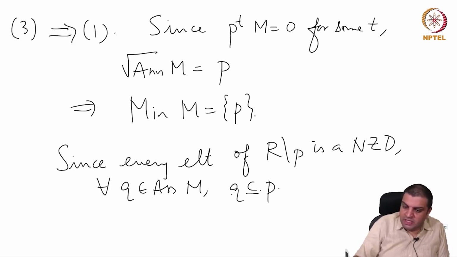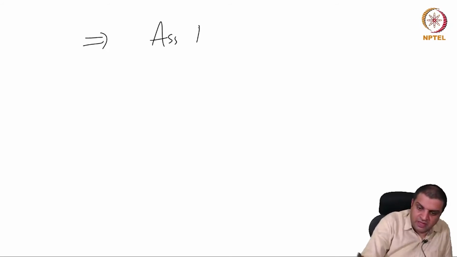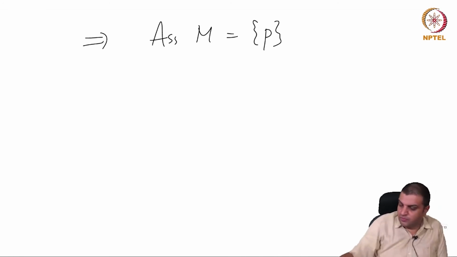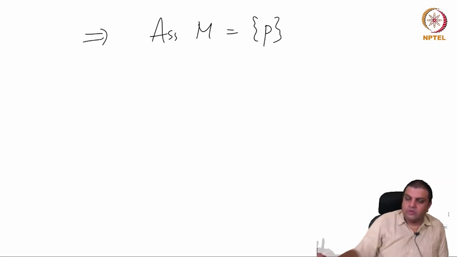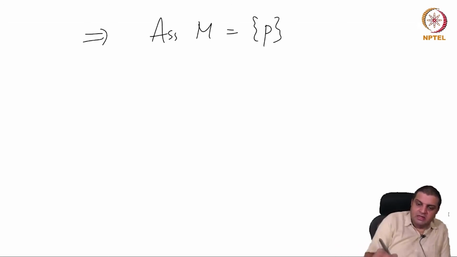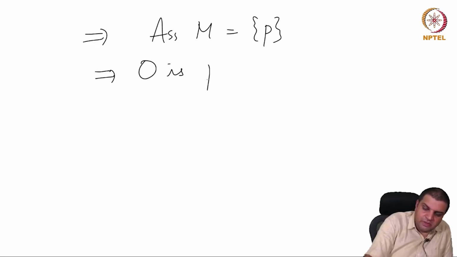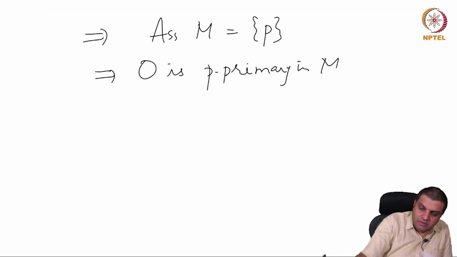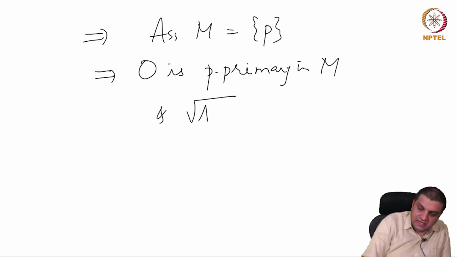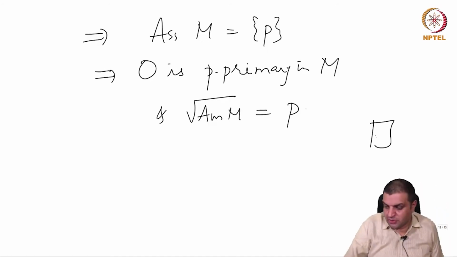Okay. But P is a minimal prime, which means that associated primes of M is also this one. Okay. But what does that say? This now says that 0 is P primary in M, and the radical of the annihilator of M is P. Okay. So this proves the proposition.